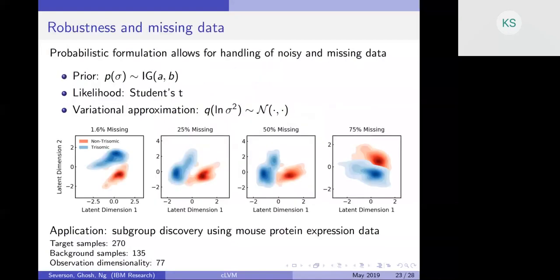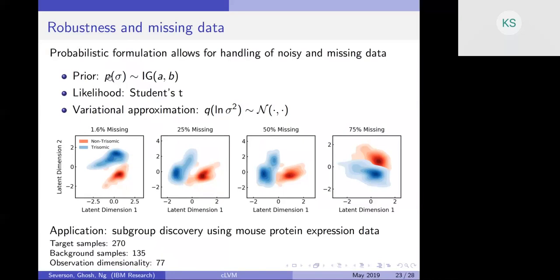Okay. So another functionality we can get out of a probabilistic formulation is robustness and missing data handling. This example here is subgroup discovery using mouse protein expression data. Here we had a target sample of 270 mice samples and a background sample of 135 mice. The background samples are known healthy control mice, and the target is an unknown mixture of healthy and trisomic mice. Trisomic mice are used as mouse models for Down syndrome. And our data set is 77 protein measurements.